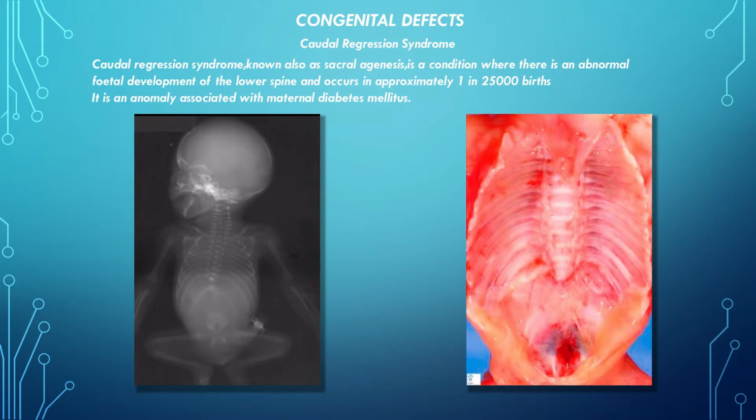Here we discuss the congenital defect of caudal regression syndrome. This is also known as sacral agenesis, where there is abnormal fetal development of the lower spine and occurs approximately in 1 in 25,000 births. It is an anomaly which is associated with maternal diabetes mellitus.